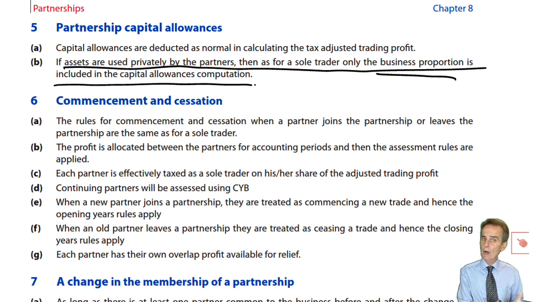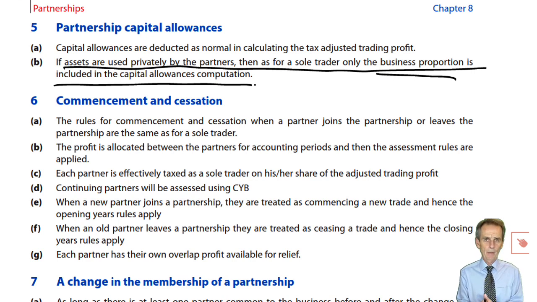But if we have an old partner leaving part way through, then that individual needs to be assessed for the relevant tax years using the rules that apply in cessation, in closing years. Those bases of assessment apply, closing year rules apply for that individual, for the profits that they've made for the respective periods for which they've been a partner.